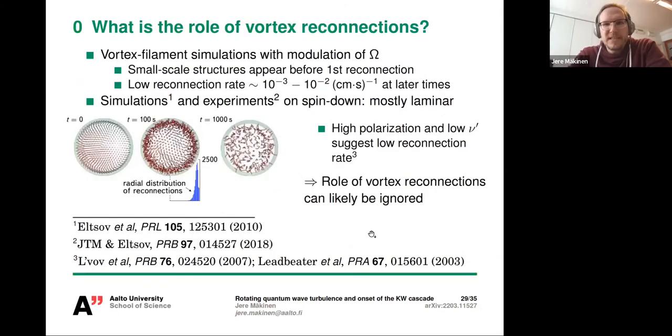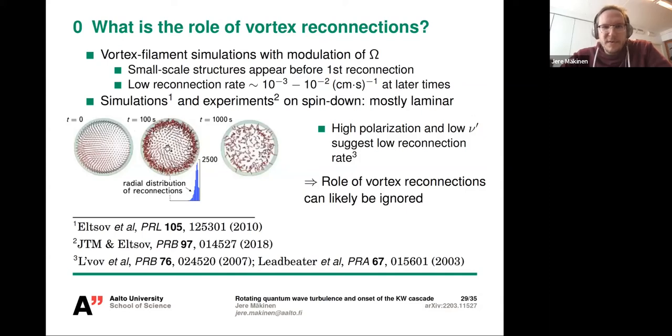Okay, so now the fair question is, what could be the role of vortex reconnections in this picture? As I mentioned, we performed some vortex filament simulations by modulating the omega in the same way as in the experiments. It's noteworthy that the small scale structures in those simulations appear before the first reconnection. Also, at later times, the reconnection rates remain fairly small. In those simulations, it's something like one reconnection per vortex every 20 seconds or so, which seems very low to run a cascade. Also, both simulations and experiments on spin down show mostly laminar decay for helium-3B.